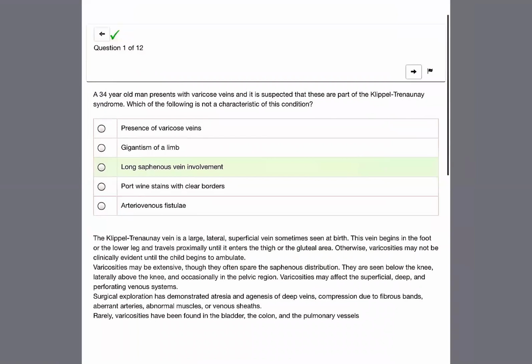Klippel-Trenaunay syndrome is a pathology of the Klippel-Trenaunay vein, sorry, Klippel vein, which starts from the foot and goes up till the gluteal region. And sometimes it is manifest in the newborn child. Okay, you can find this vein on his lateral side, in the lateral aspect of his side. So long saphenous vein involvement is not a feature of Klippel-Trenaunay syndrome.